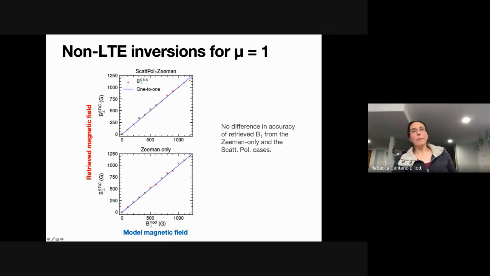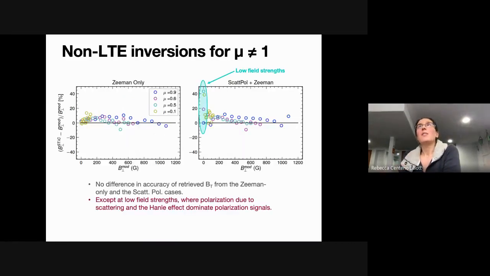For the most part, the polarization signatures in most of the range of field strengths are mostly dominated by the Zeeman effect, and the inversion code doesn't care that there are scattering polarization signatures. It does not try to interpret them and is not misled by them. Now let's look at the solutions for the spectral line inversions for all the other viewing angles.